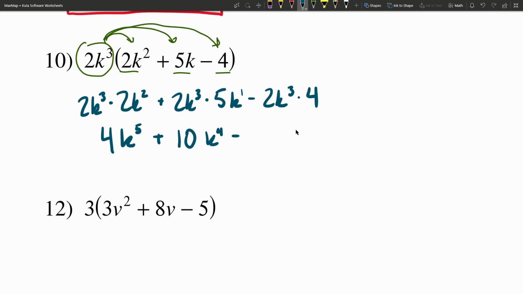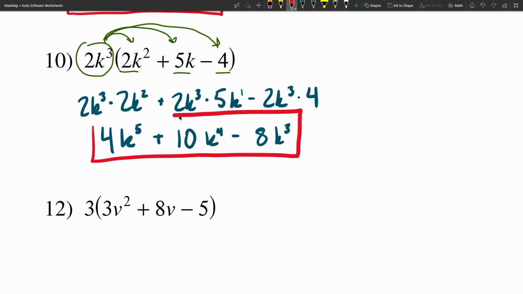And then finally, we're subtracting 2k cubed times 4. 2 times 4 is 8. And that's multiplied by that k cubed. So 4k to the 5th plus 10k to the 4th minus 8k cubed is our solution in number 10. Let's move on to number 11.